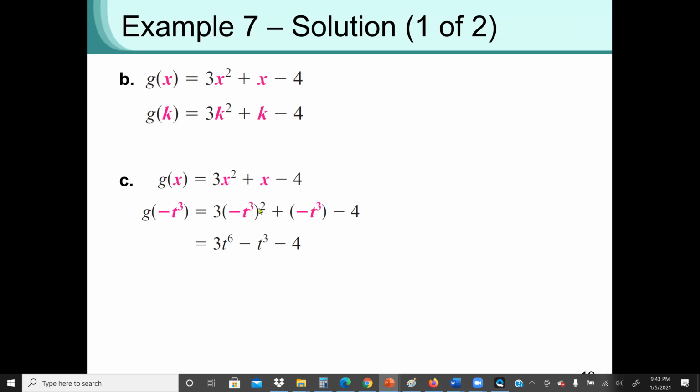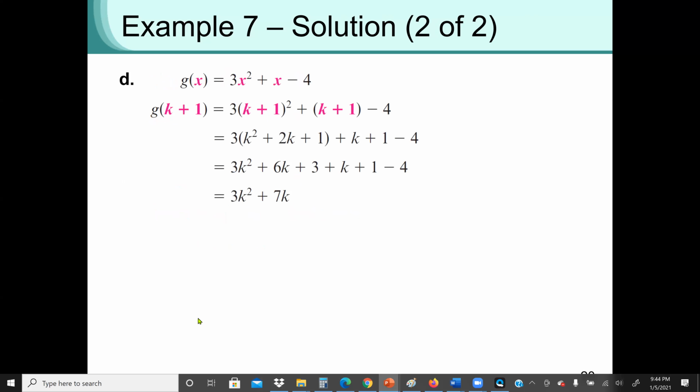Here again, the sign changed to positive. Why? Because when we square negative t cubed, it means negative times negative, and negative times negative is positive. Then 3 times 2 is 6. Here we have positive times negative, so we have negative.